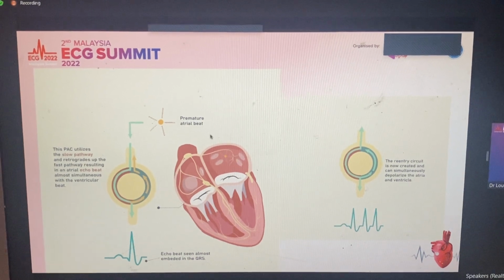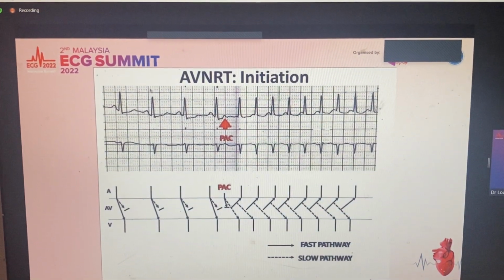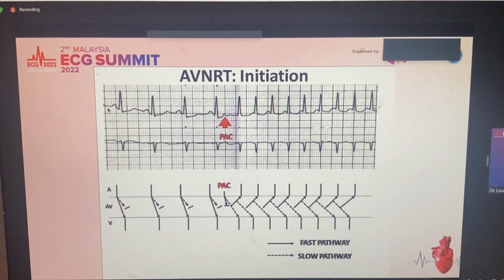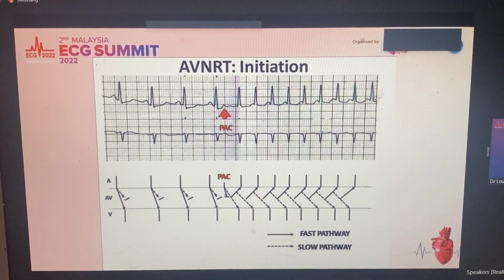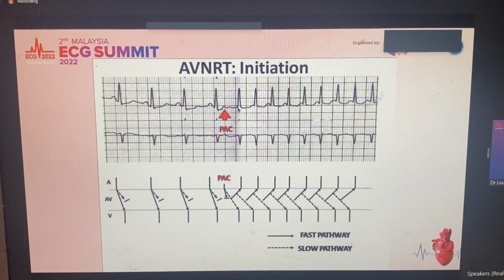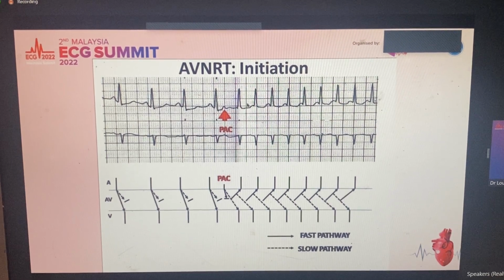To put things into context, this is on the ECG. If you have a sinus rhythm here, and there is a PAC which comes earlier, you can see there is a prolonged PR interval there, and then there is a narrow complex tachycardia.